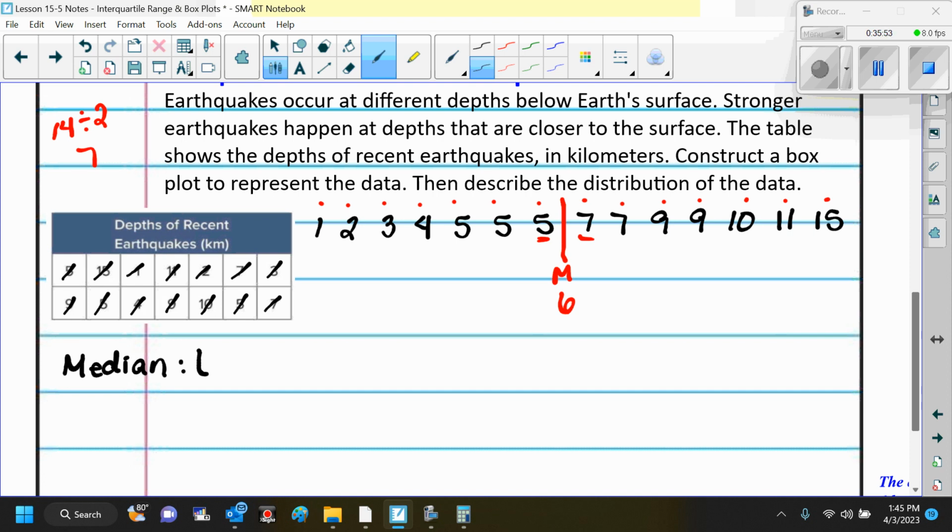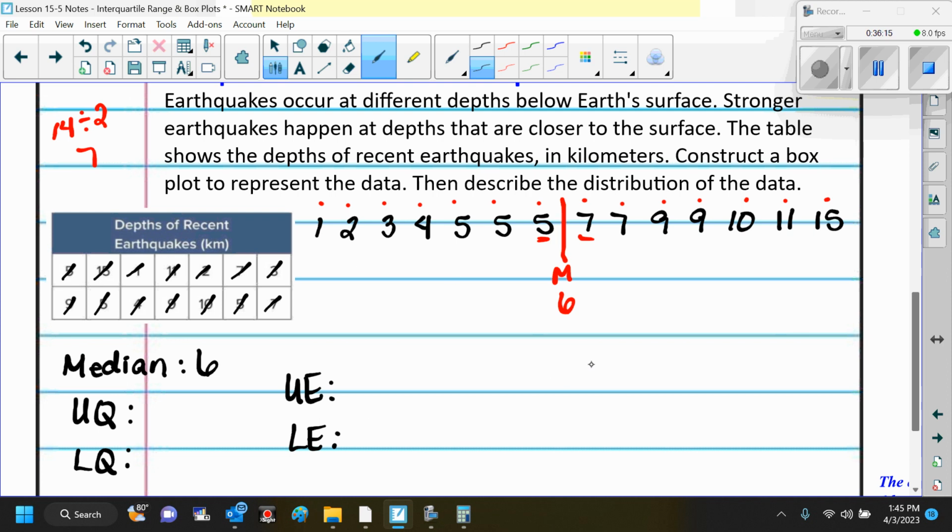We need the upper quartile. We need the lower quartile. We need the upper extreme. And we need the lower extreme. Okay. So now we want the upper quartile and lower quartile.